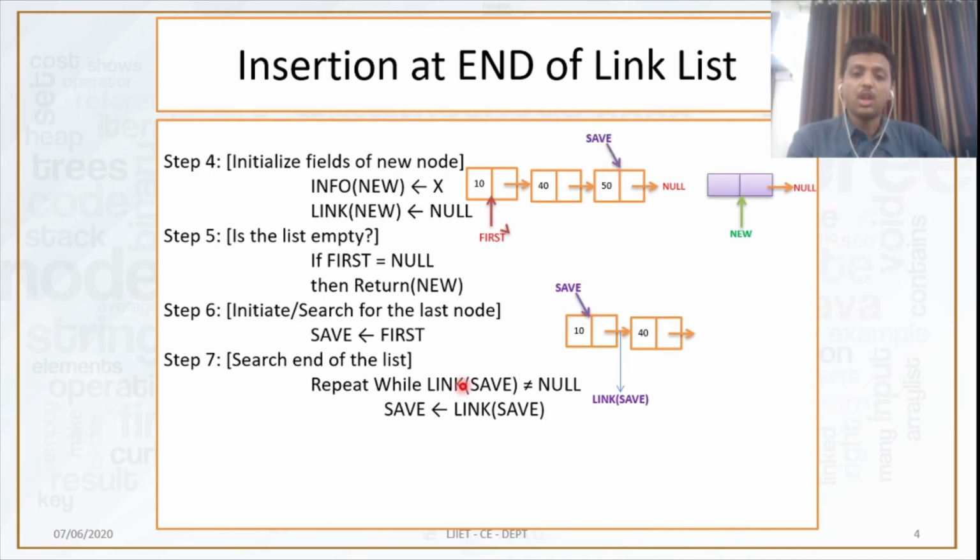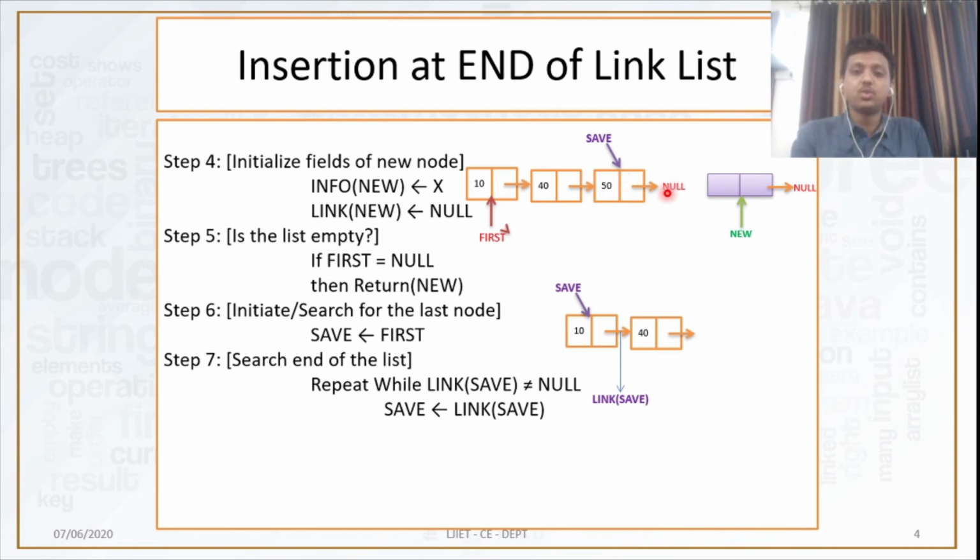Now the loop continues, and we need to check whether link of save is not equal to null. This is save, and this is link of save. Now link of save is null. That means you should stop here. Now tell me, what are the names of both nodes? The name of this node is new and the name of this node is save. So now we have the names of both nodes and we can connect easily.